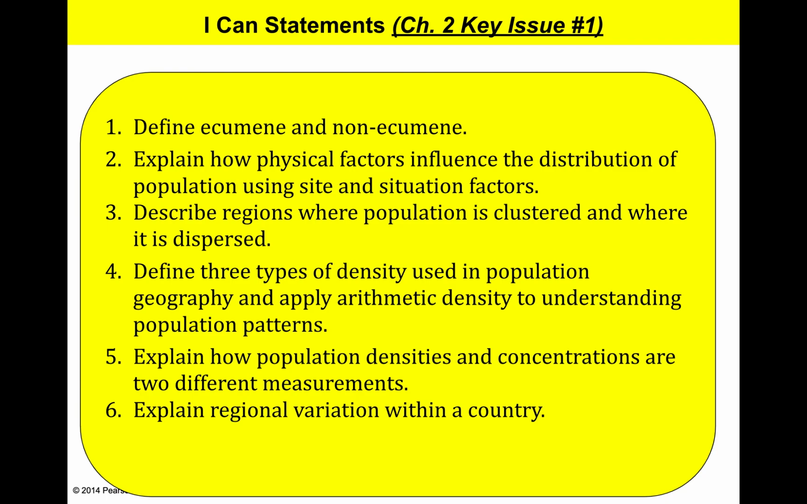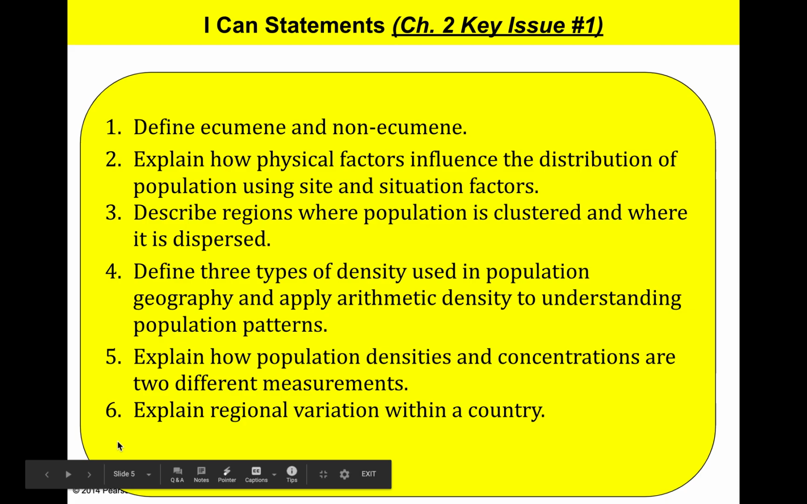4. Describe 3 types of density used in population geography and apply arithmetic density to understanding population patterns. 5. Explain how population densities and concentrations are 2 different measurements. And 6. Explain regional population variation within a country.